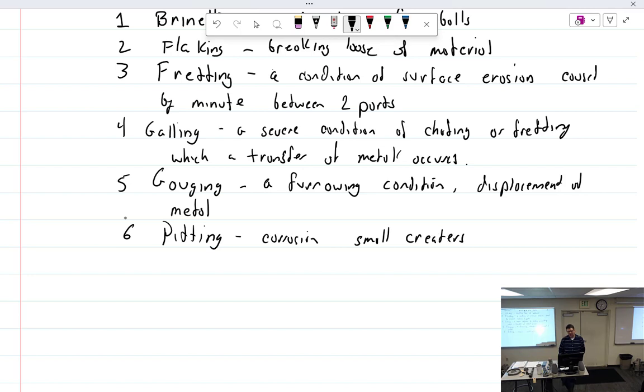Did I spell that right? Crater, C-R-A-T-E-R-S. If you glass bead aluminum parts, you can pit it. Yep, exactly. Glass beading aluminum parts causes pitting.